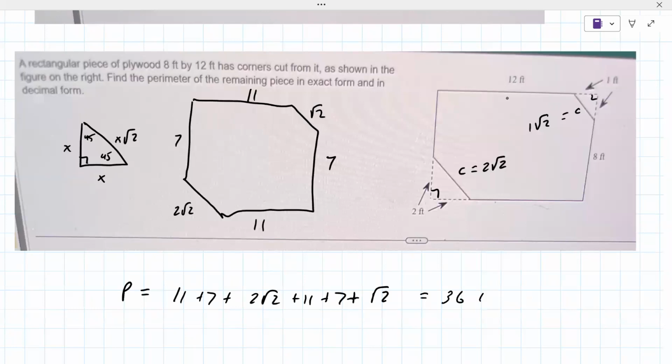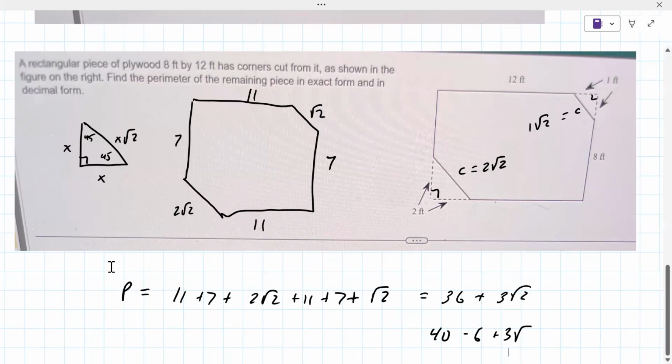So it looks like it's 36 plus 3 root 2, which is weird because they don't have that as one of the answers. They have 40 minus 6 plus 3 square root of 2. Sorry, I'm just looking at it, and none of these answers are matching up because they're adding and subtracting. So they're doing it differently.